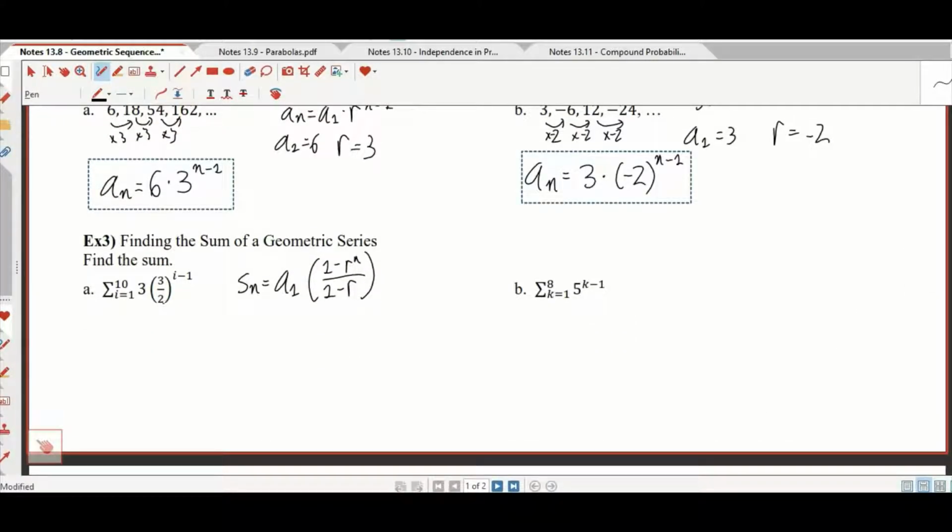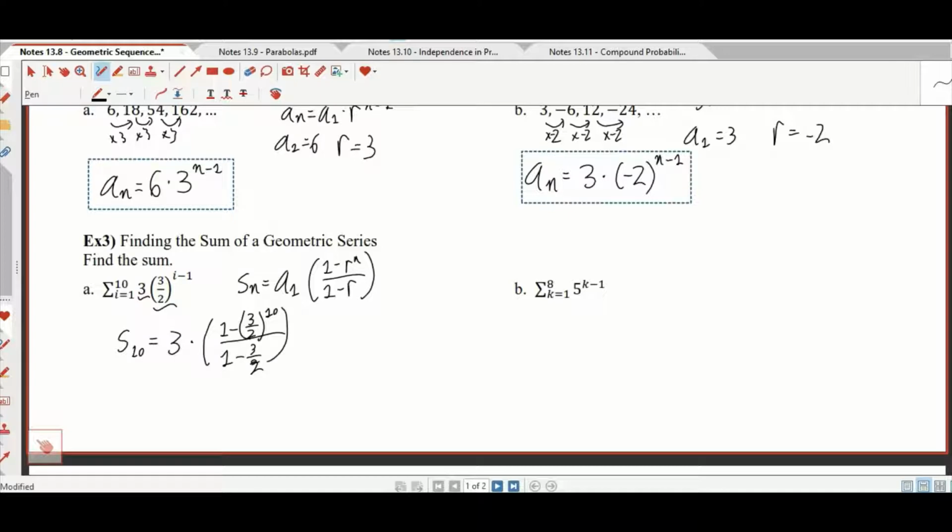So in this case, the first term is 3, because of the way that these are written. The r is 3 halves. So that's going to be S sub 10, that is the sum of the first 10 terms, is equal to the first term, 3, times 1 minus the common ratio, 3 halves, to the power of n, which is 10, all over 1 minus 3 halves.